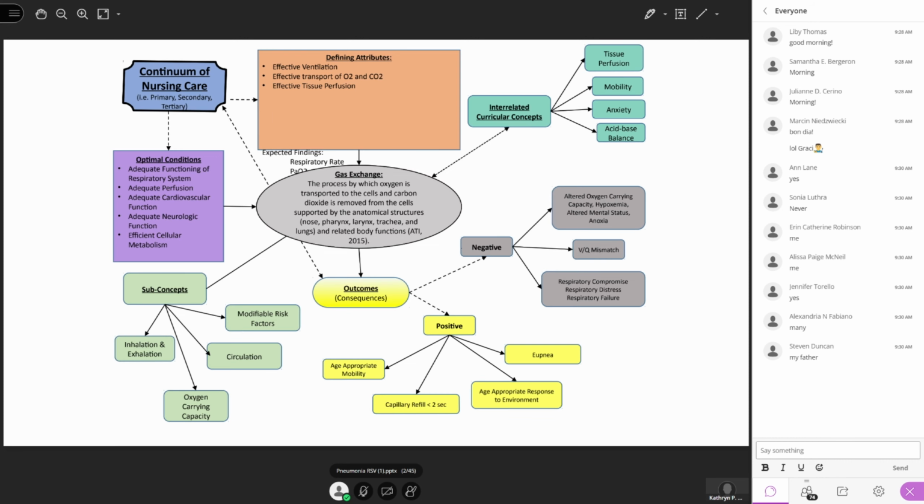Okay. So I'm not going to go over this. We went over this last semester, but this is the concept for gas exchange. And we're going to travel around to talk about the interrelated items, negative outcomes that we're going to try to prevent or bring our patient back from, and go towards those positive outcomes and the ideal optimal conditions that are there in the purple on the left. And there are a lot of sub concepts, and we're going to talk about those during the case study today.